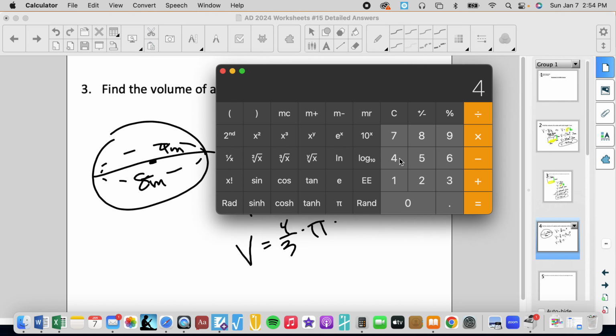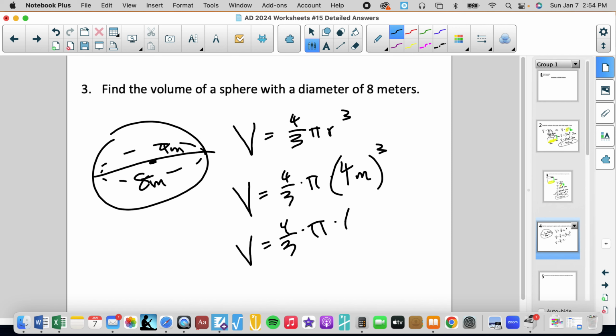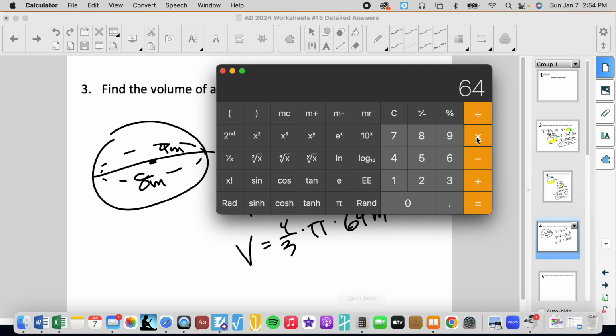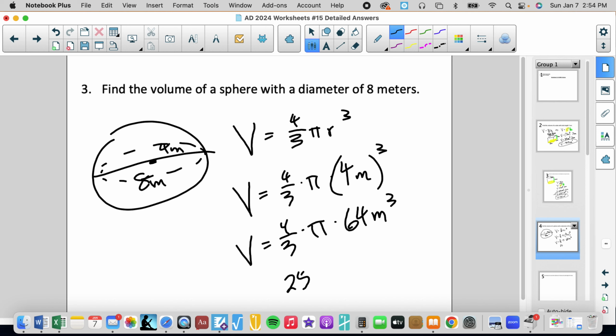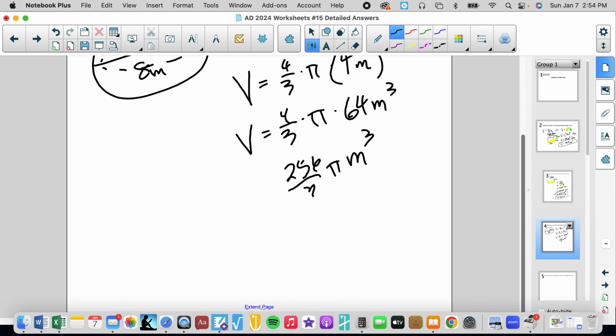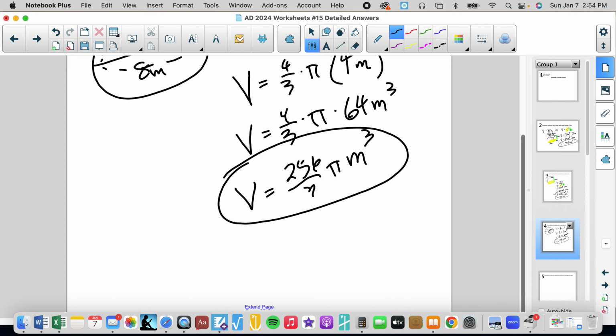That's going to give me 4/3 times pi times 4 cubed. 4 cubed is 64 meters cubed. 3 doesn't go into that, so I'm just going to multiply 64 times 4, which gives us 256, 256 over 3 pi meters cubed. Volume equals 256 over 3 pi meters cubed.